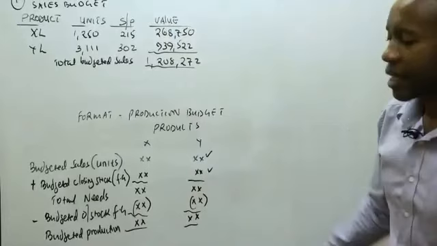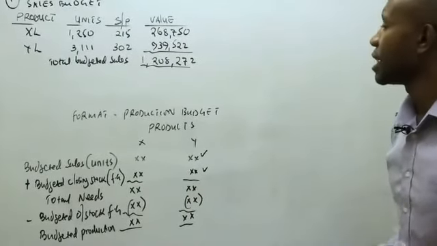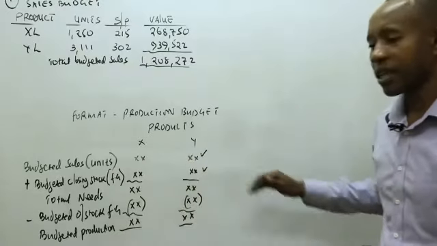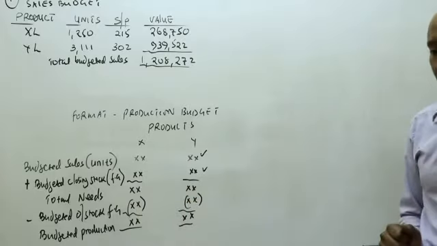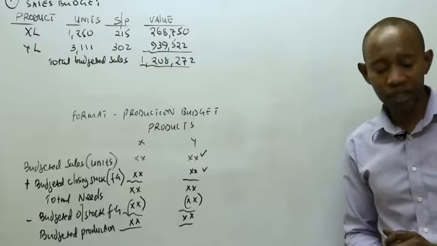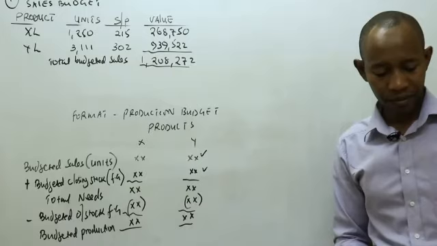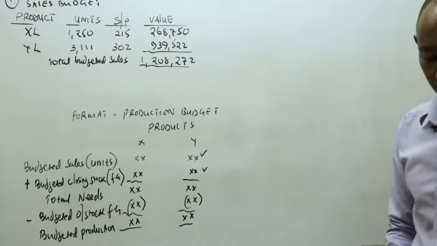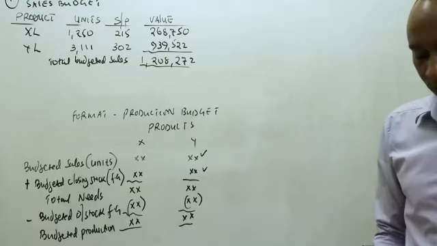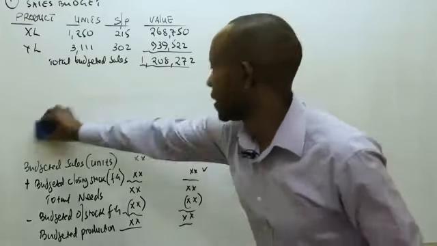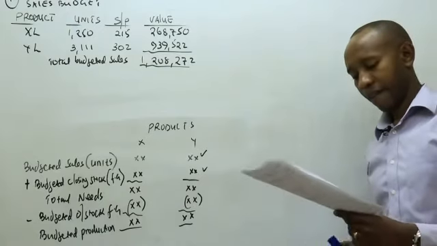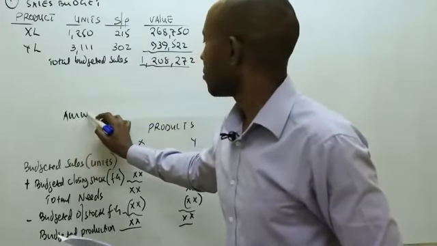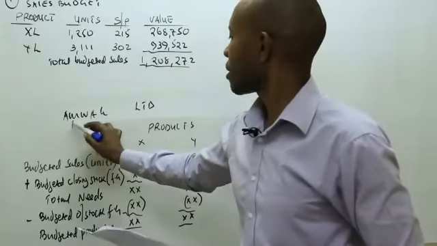Very good. So everybody try to write your own production budget now and see what you get. Start with the budgeted sales, add the budgeted closing stock, and then subtract the budgeted opening stock of finished goods. And tell me, what is your budgeted production, or how many units will you produce? So let me also write mine here. This is Amua Limited, and this is the production budget.